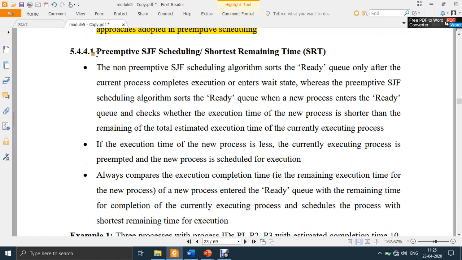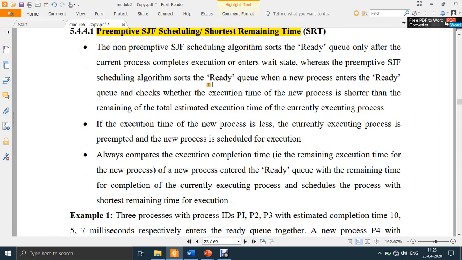Yeah, so the first type of preemptive scheduling is preemptive SJF. SJF stands for shortest remaining time or shortest job first. SJF means shortest job first. Okay, so here the process whose remaining service time to complete is less will be given the chance first.